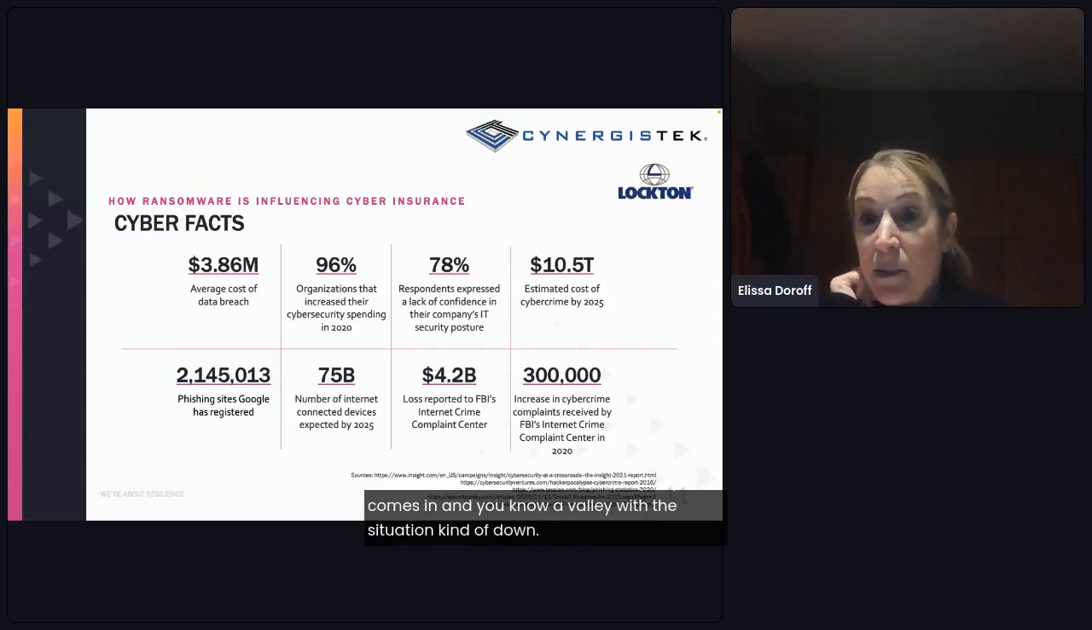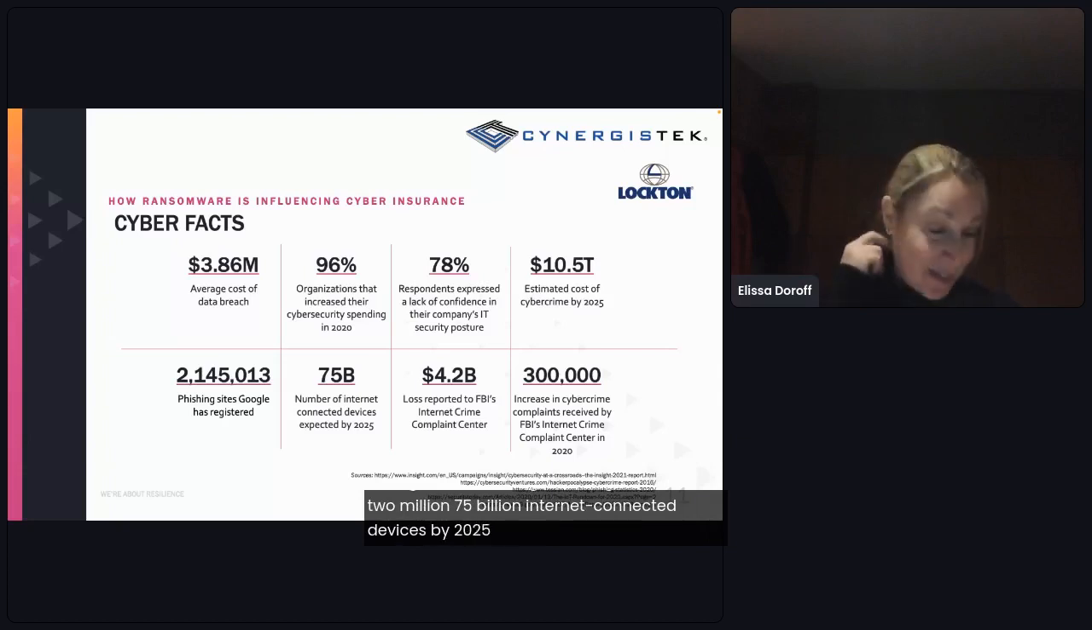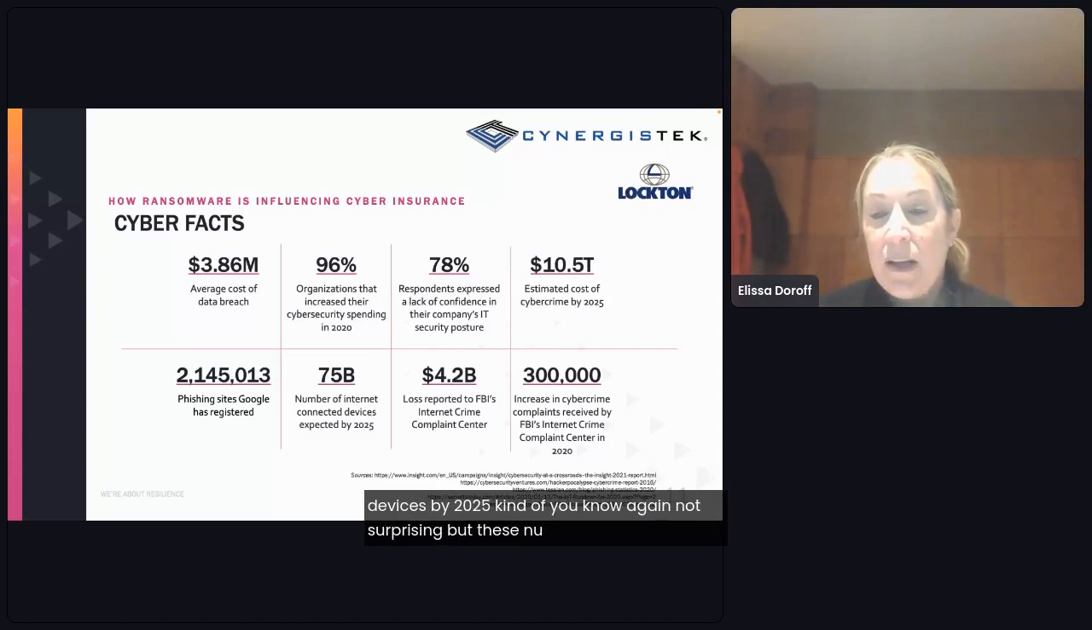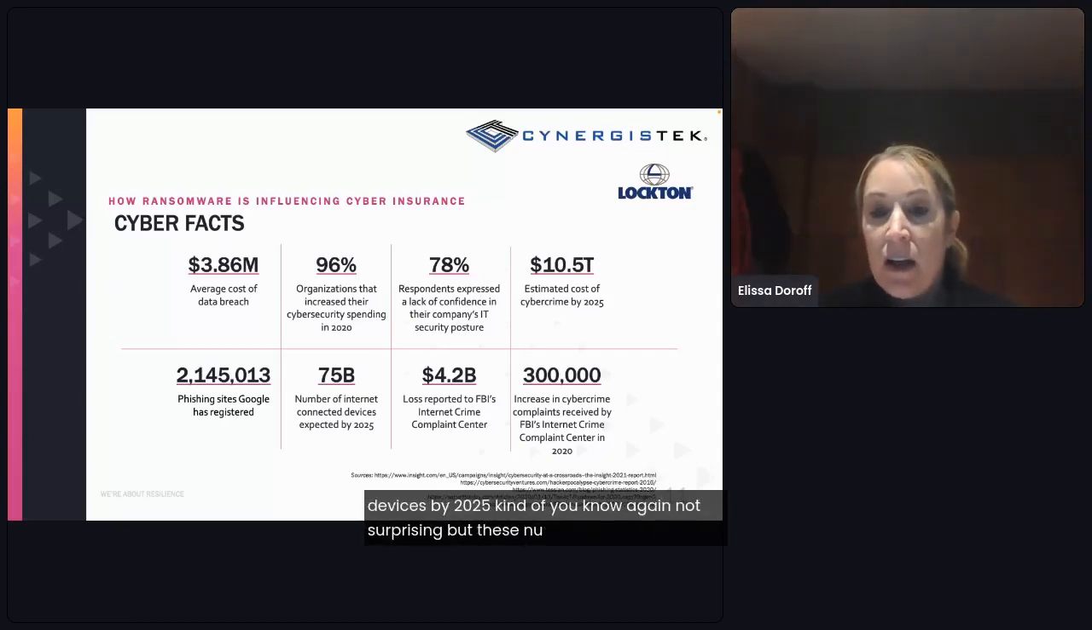Kind of an astounding number: 10.5 trillion estimated cost of cybercrime by 2025. We know these numbers just keep going up. Phishing sites that Google has registered, over 2 million. 75 billion internet connected devices by 2025. Again, not surprising, but these numbers are really kind of outstanding. And also, all of this interconnectivity just constantly increases the threat vectors.